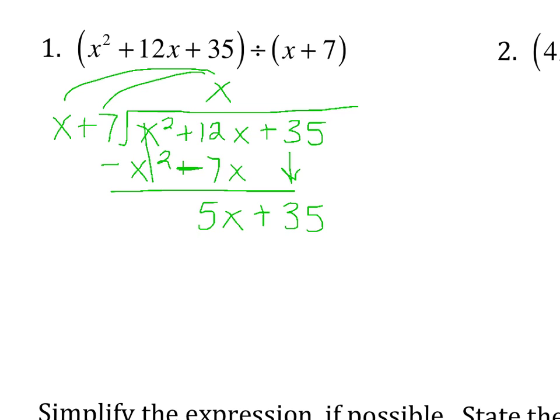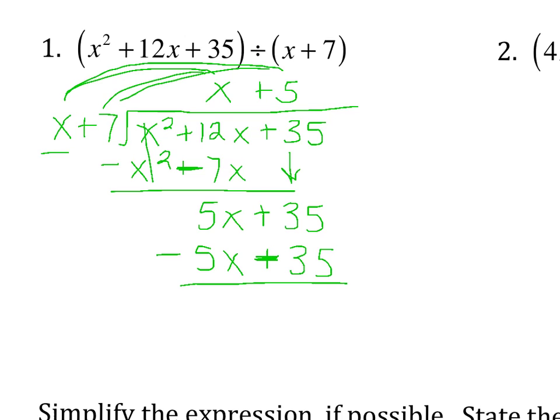Now we do the process all over again. So we ask ourselves, what do I need to multiply x by to get a 5x? And that would just be a positive 5. And then we take that and we distribute. And that gives us 5x plus 35. And now we want to change the signs. And when we combine it, we get 0. So there's no remainder. So our final answer is just x plus 5.